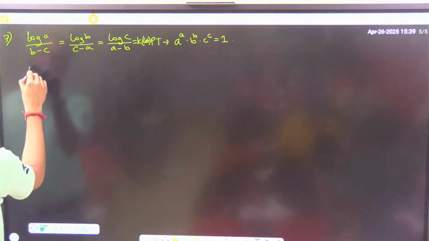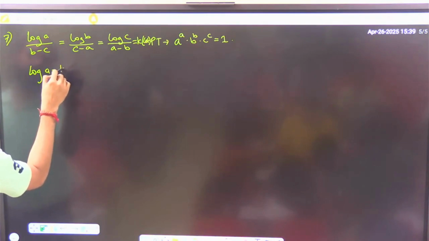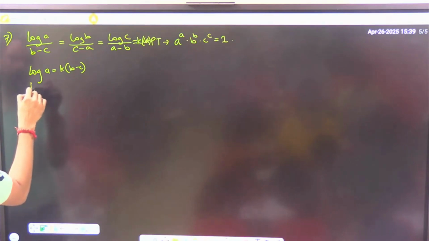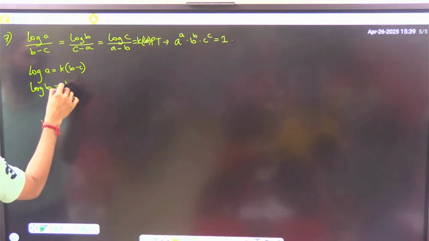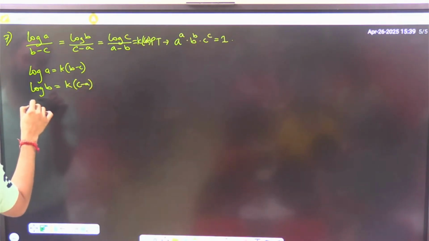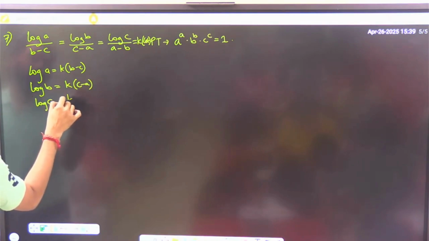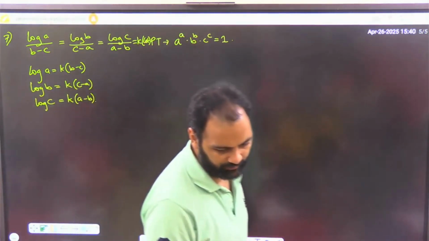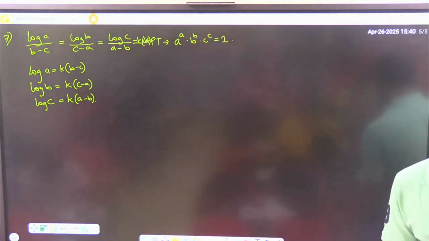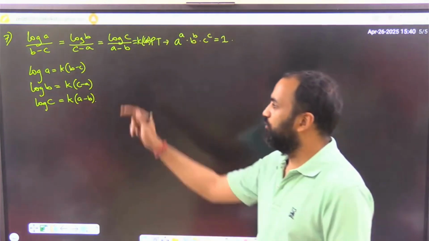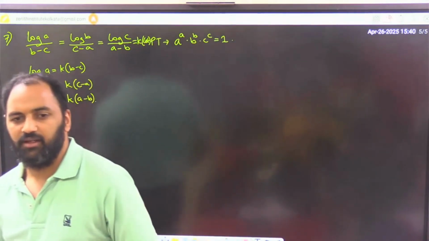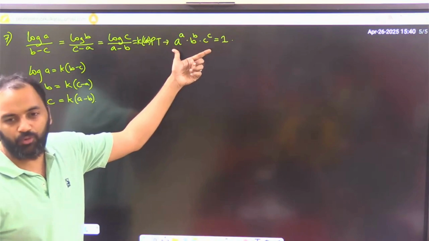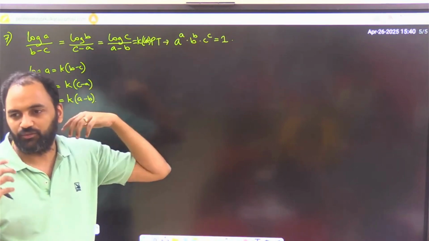So then from here, what's the value of log A? K times B minus C. What's the value of log B? K times C minus A, and log C is K times A minus B. So now we have the value of log A, log B, log C. But the expression that we have to prove doesn't even have a log. So where do we use this?